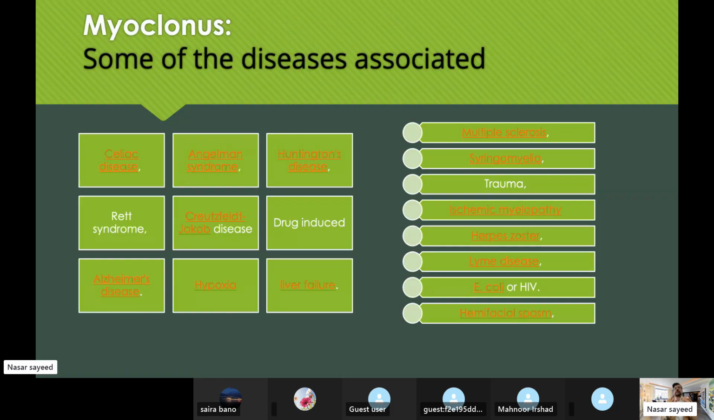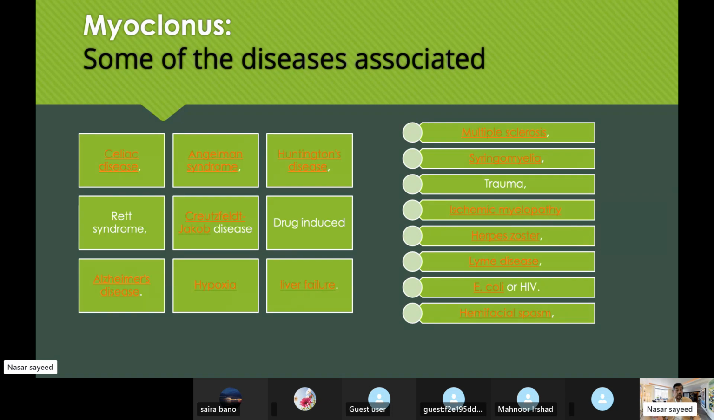Like, if I will be asked about myoclonus, as I said, if my patient is on SSRI or quetiapine or some other drug, they usually present with myoclonus. Now, myoclonus has multiple, again, associated diagnoses. Like, they can happen in celiac disease, Angelman syndrome, Huntington's disease, Creutzfeldt-Jakob disease, Rett syndrome.